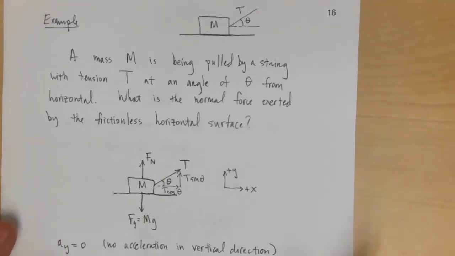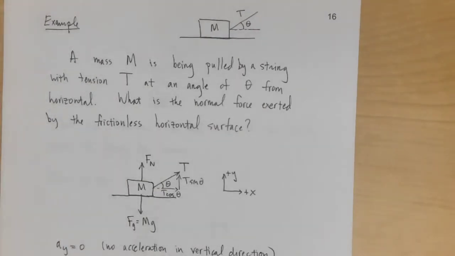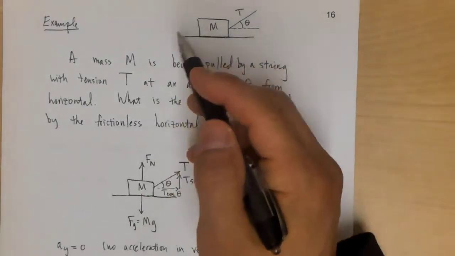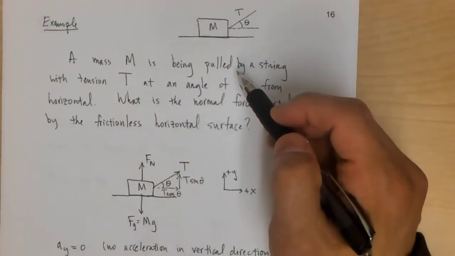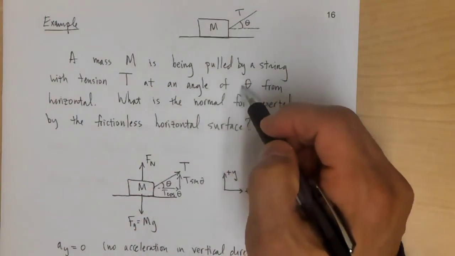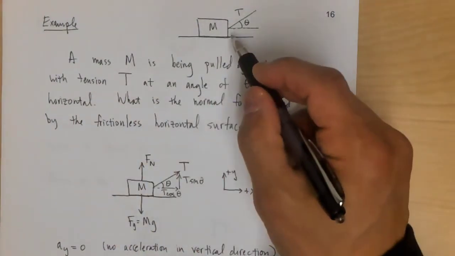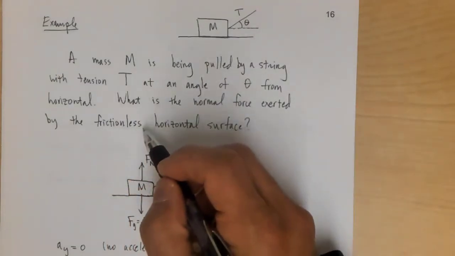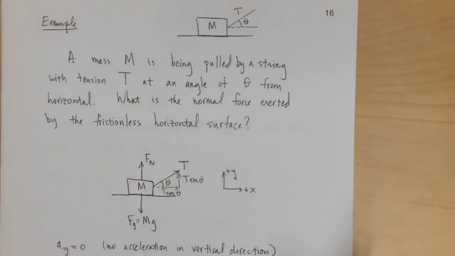Now let's just consider some examples where we have tensions and various forces, so you get a feeling for some of these applications. Let's consider a mass m that's being pulled by a string with tension T at some angle theta from horizontal, as shown here. What is the normal force exerted by the frictionless horizontal surface?